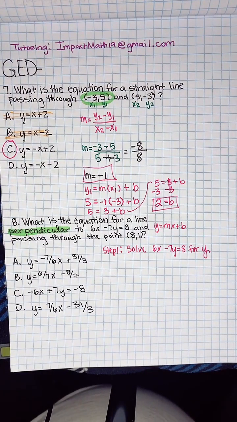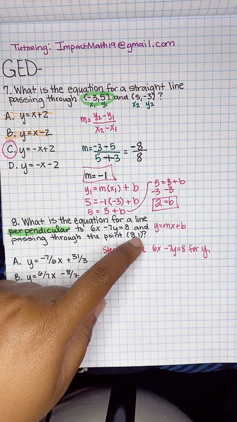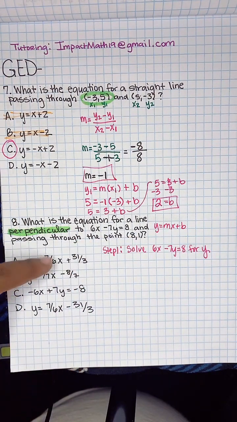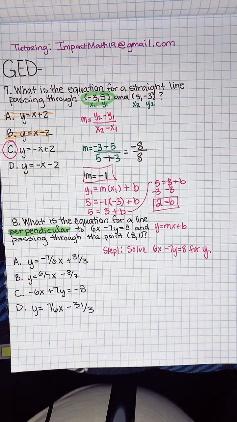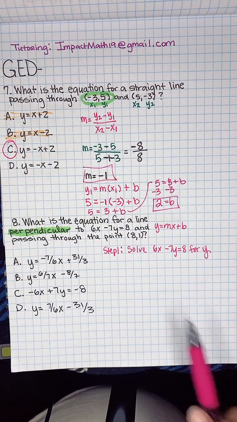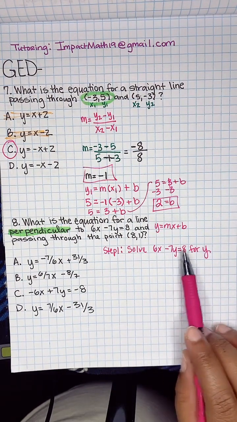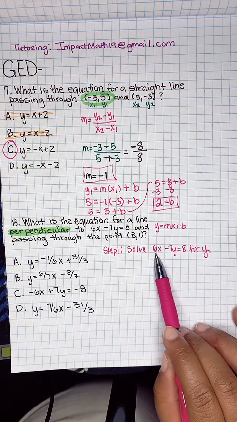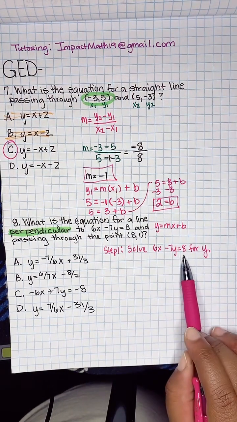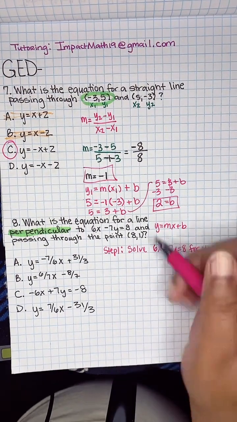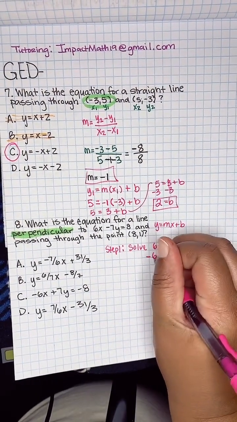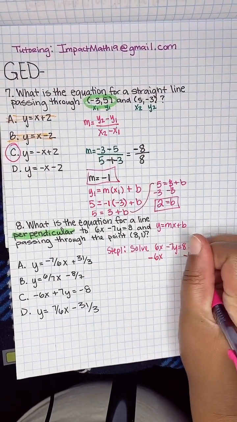Somebody said, would you plug in? Yes, I would. But what if I plug in and it works for two of the equations? Then I still have to do this step. So let me just do this step. If I'm solving for y, I have to move this positive 6x to the other side. How I move a positive 6x is I do the opposite: subtract 6x from both sides.